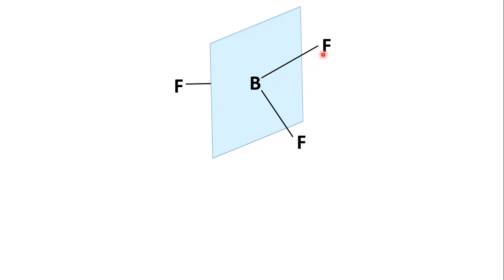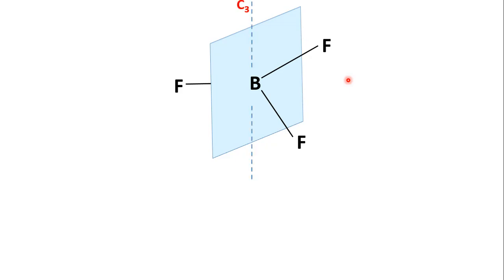Out of the 3 BF bonds, one bond is contained in the plane, the other bond is to the left, and the third bond is to the right. This and this fluorine atoms are mirror images. They will get interchanged during reflection, whereas this fluorine atom, since it is contained in the plane, will remain unchanged, unshifted during the reflection.